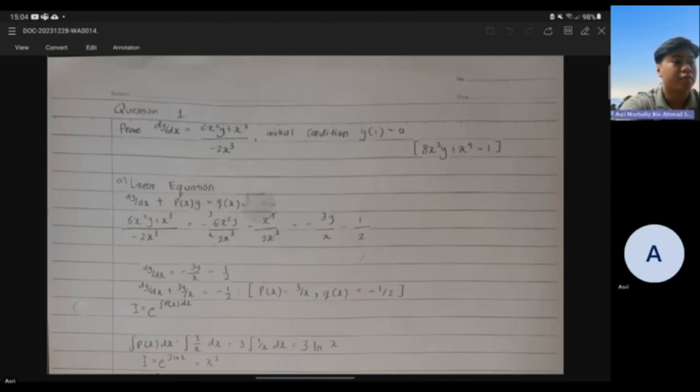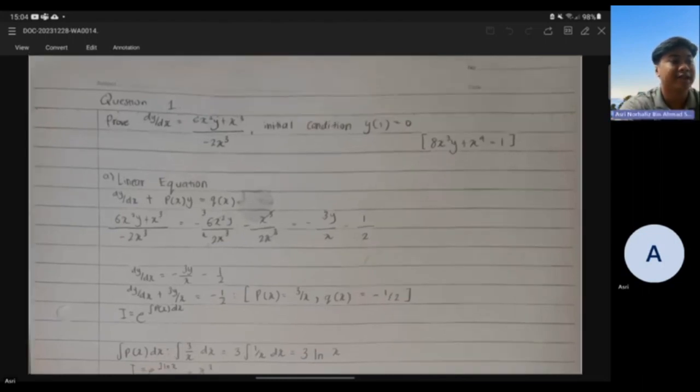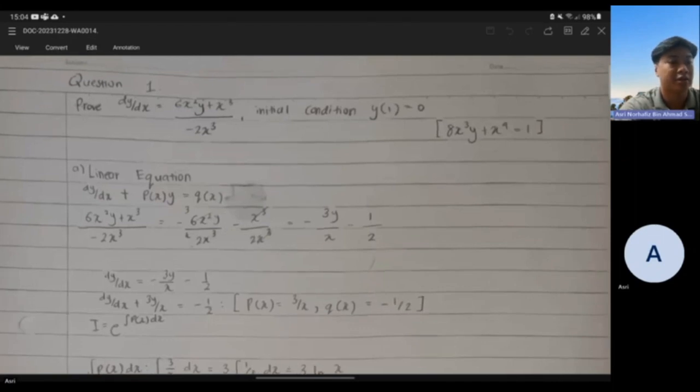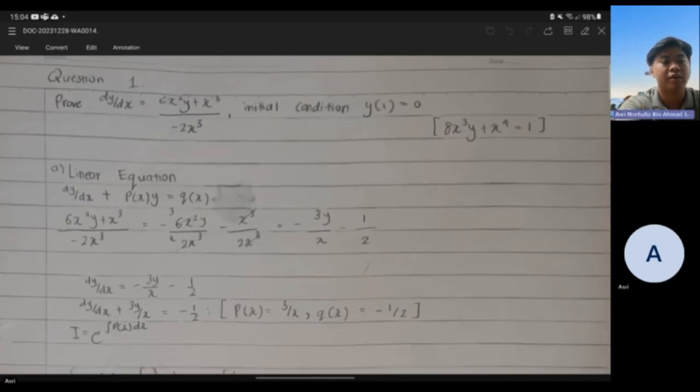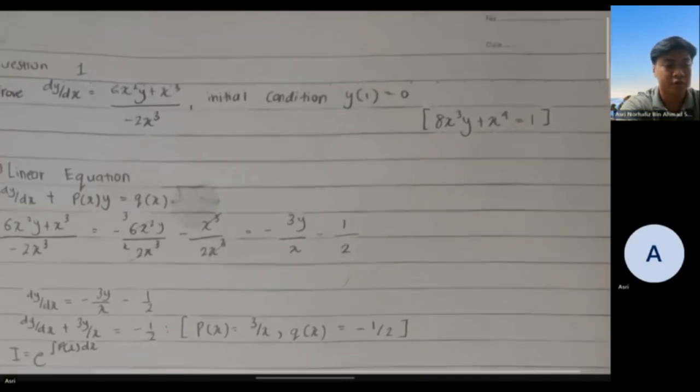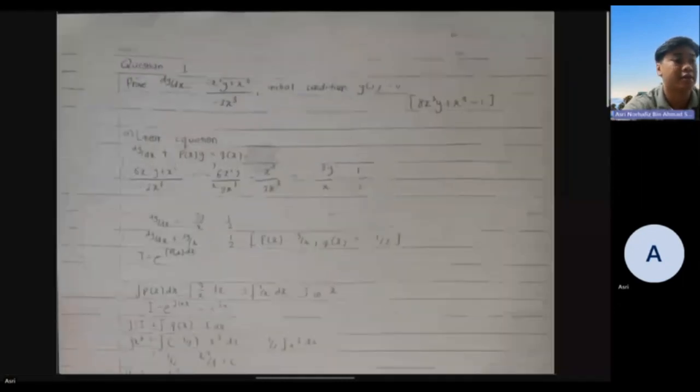Question 1 is to prove dy/dx equals (6x²y + x³) over (−2x³), with the initial condition y(1) equals 0, and the answer will be 8x³y + x⁴ equals 1. So this is my manual calculation.